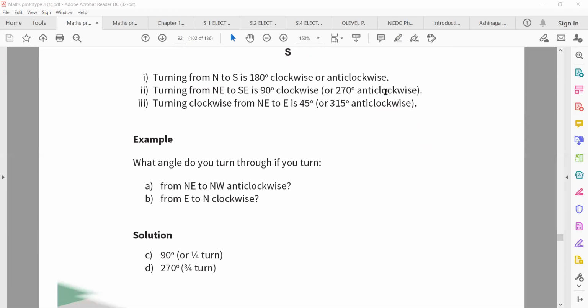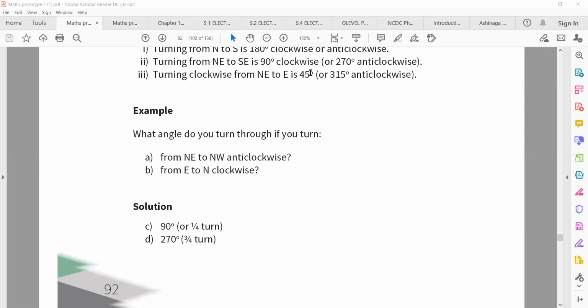Let me have one of the girls tell us, when we are turning from north to south in the clockwise direction, what angle do we expect to obtain? When we are turning from the north to the south, which angle do we expect to obtain? I see someone's up. Can we hear from Vanessa? You turn 180 degrees. Okay, very good, thank you.